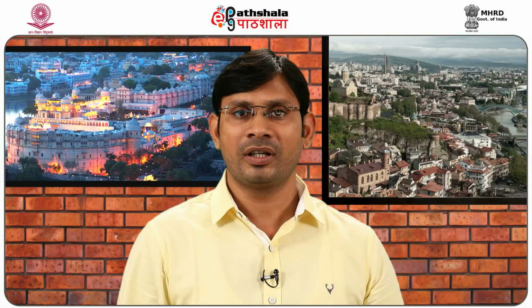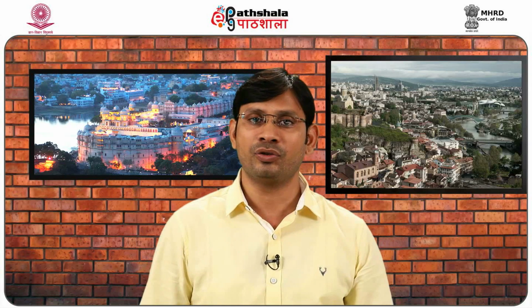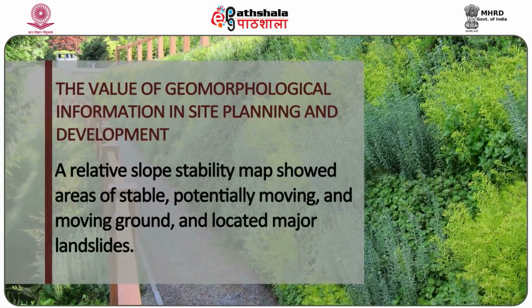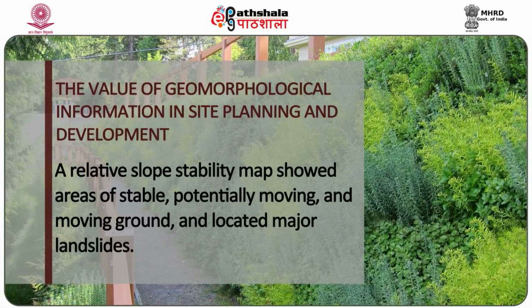In 1956, a residential development was proposed in the hill country of the growing settlement of Portola Valley south of San Francisco, California. Subsequent geological and geomorphological studies related to the formulation of the town's general plan and zoning and subdivision ordinances revealed the nature and extent of potential slope instability in the proposed development area. A relative slope stability map showed areas of stable, potentially moving and moving ground and located major landslides.